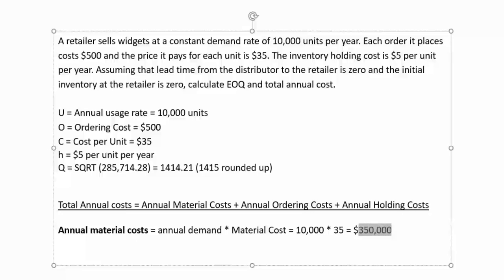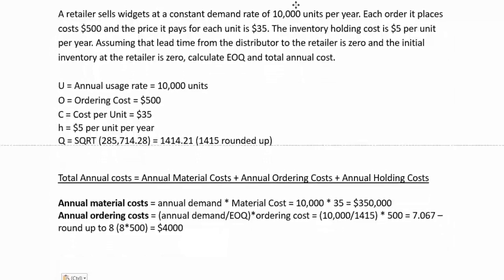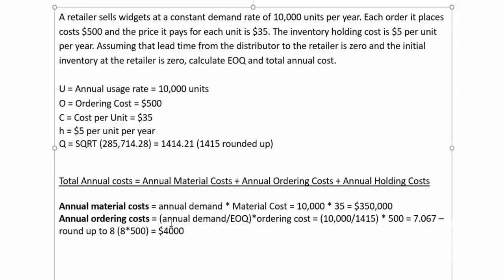Now, annual ordering costs. This is a little tricky, but it's not too bad. Let me move this up a little bit so we don't run out of space. It is the annual demand divided by EOQ. This calculates how many orders we're going to place in the year. If we're going to be selling 10,000 units, we divide it by the number of units per order to determine how many orders. And once again, you round up.